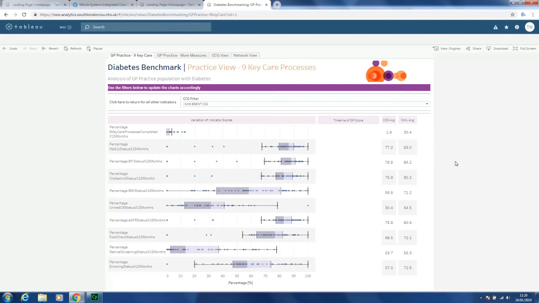So there we go, that's a brief overview of the diabetes benchmarking dashboard, which should be helpful for both clinicians in practices, practice administrators, and also the diabetes support team in your CCG to support you if you need it.